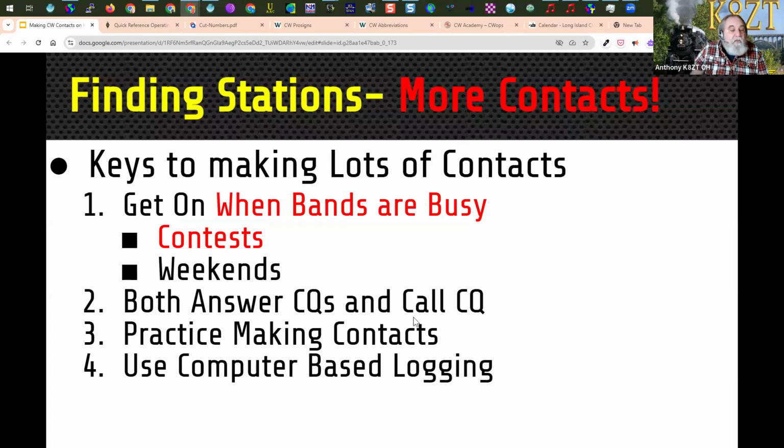You can both answer CQs and call CQ, practice making contacts, and use basic computer logging software that will help move things along.